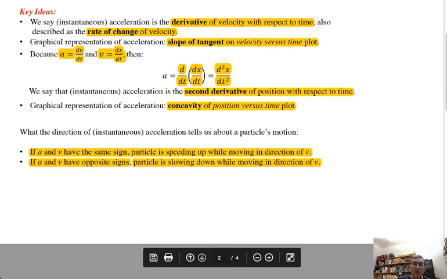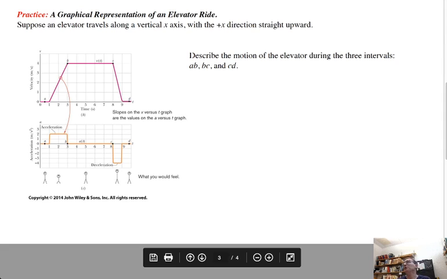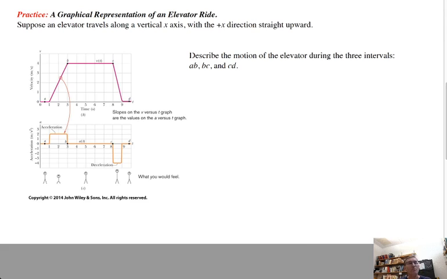Let's do a little mini application of those ideas with graphs. In this little practice, we're going to look at a graphical representation of an elevator ride. So I want you to imagine a standard elevator cab in a building that's clearly going to travel vertically, and as you know, elevators travel vertically up and vertically down. Let's imagine a plus x-axis pointing vertically up. Okay? So motion vertically up is in the positive direction of that x-axis, and if the elevator is moving vertically down, that's in the negative direction of that x-axis.